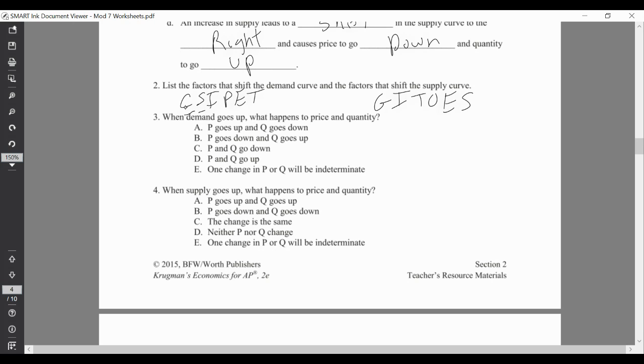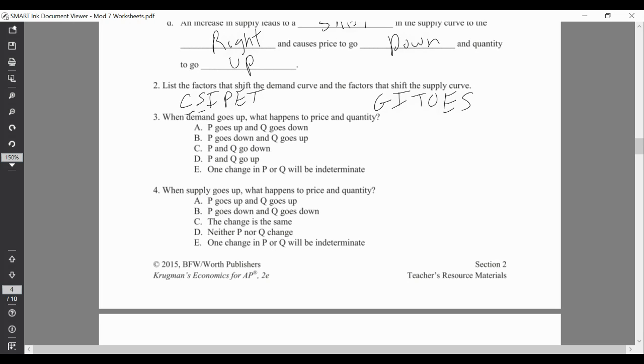So we have the price of complementary goods, price of substitute goods, income, population, number of consumers, expectations or future expectations of price, and T for taste, fads, and preferences. And then for GI TOES, I have government involvement like tax and subsidies, input costs, T for technology, O for opportunity costs, E for expectations or future expectations of prices, and S number of suppliers. Okay, that's what we go ahead and do. So then it says when the demand goes up, what happens to price and quantity?